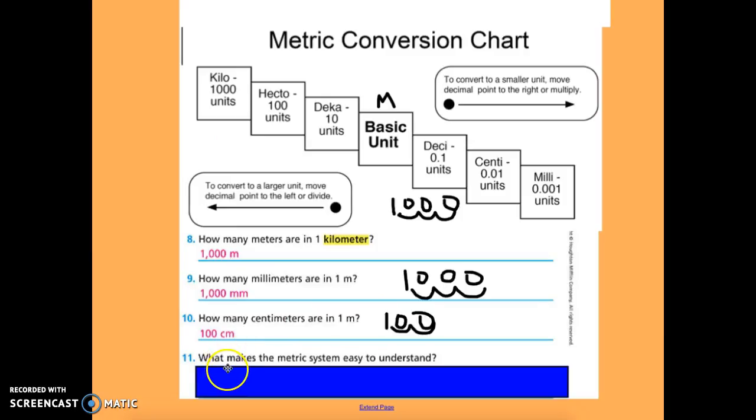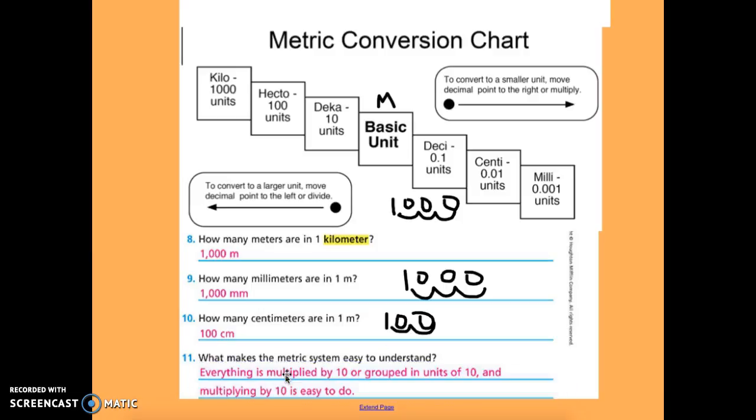So this one says, what makes the metric system easy to understand? What do you think? Think about that for a second. Well, the answer is everything is multiplied by 10 or grouped in units of 10, and multiplying by 10 is easy to do. Okay, so all I am doing is I'm moving by sets of 10 or multiples of 10, and that's why it's easy to calculate and figure out for yourself.